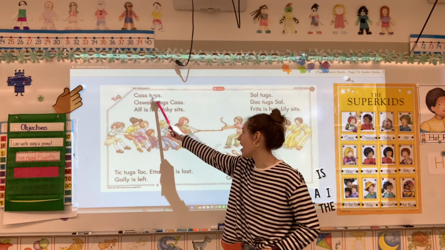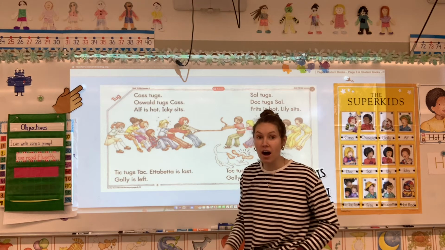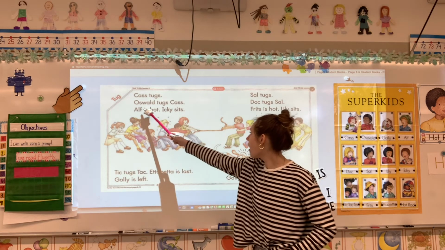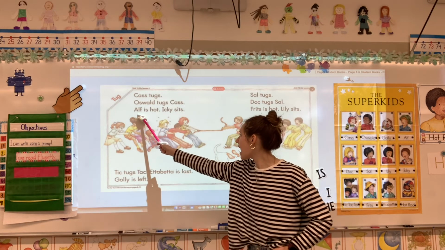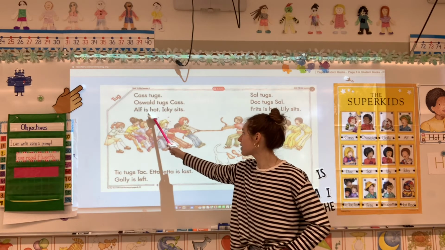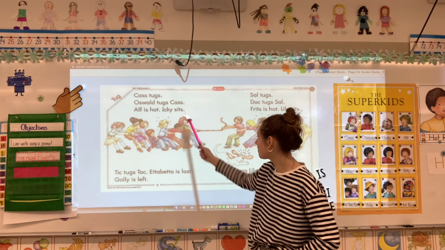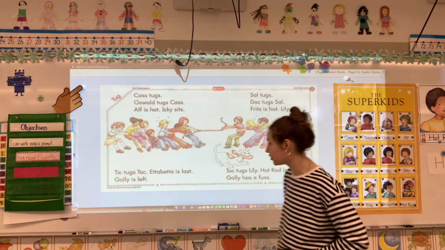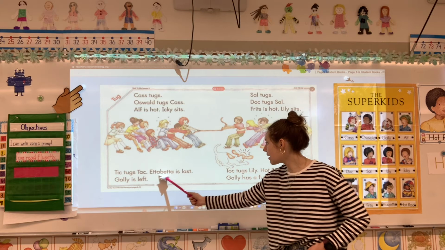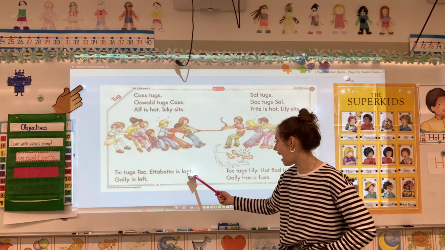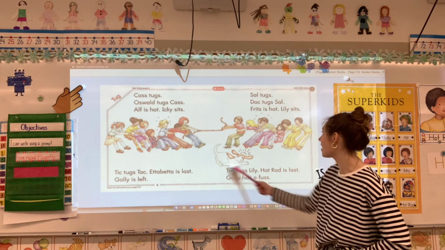Cass tugs. And I'm going to stop at the periods. Remember, we have to pause after our periods. Oswald tugs Cass. Alf is, there's one of our memory words, hot. Icky sits. So it's telling me about what the Super Kids are doing. Tick tugs Tack. Edabetta is last. Golly is left. So Golly's not on a team.